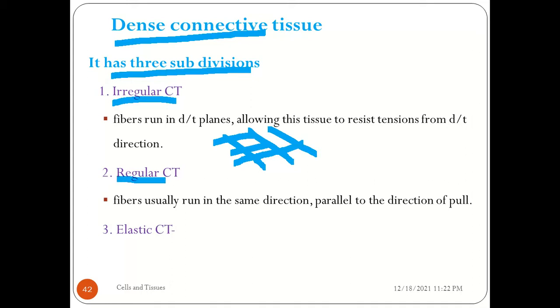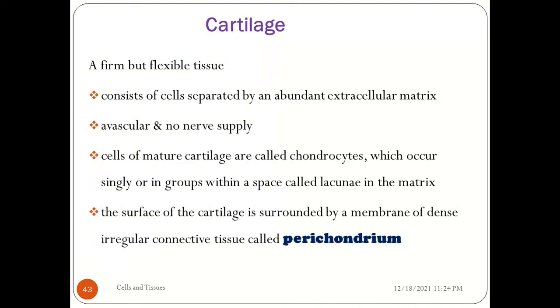But in regular connective tissue, fibers usually run in the same direction, parallel to the direction of pull, like this, in the same direction. The other is elastic connective tissue. This is elastic connective tissue. These are all the subdivisions of dense connective tissue.